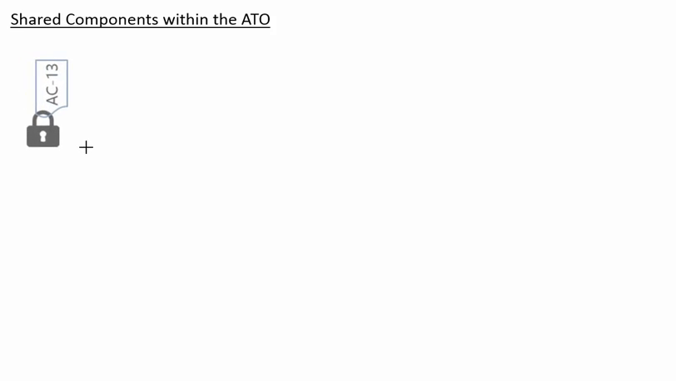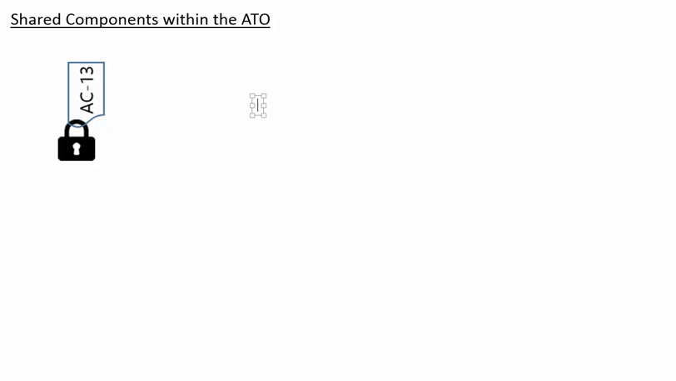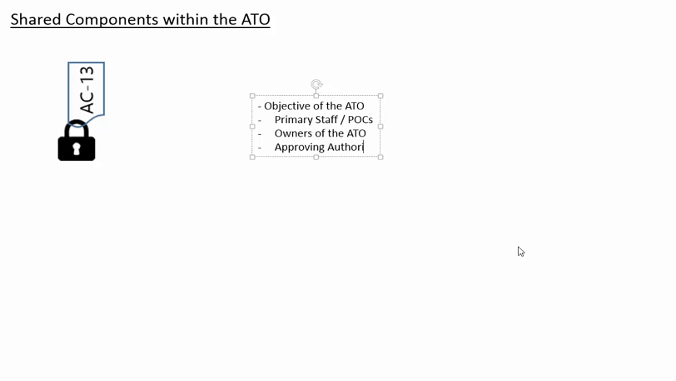For example, let's pull up AC13. This is just a control. This could be a NIST control, or any security control. It doesn't really matter. It's a security control that allows you to get an authorization to run an IT infrastructure. And within it, it's going to tell you some of the shared components: the objective of the ATO, who the staff and contacts are, who the owner is, who's the approving authority, what's the location, things of that nature.